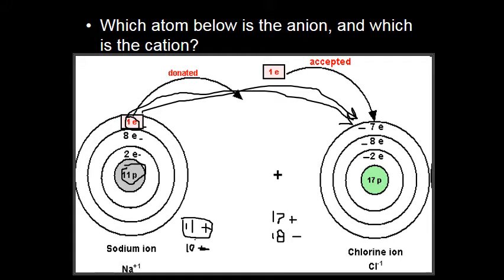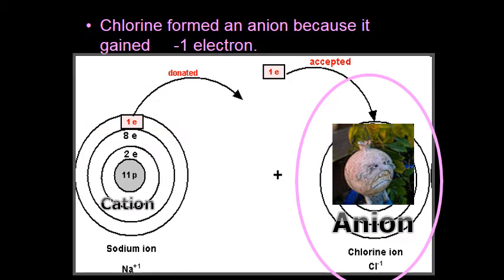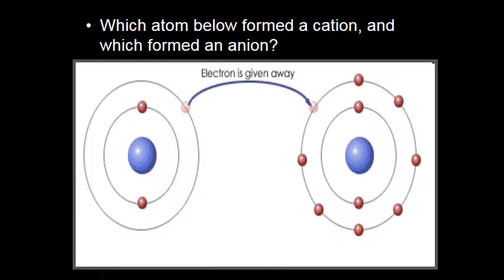And so clearly he is more negative. So is this guy over here, is he a happy cation or a grumpy anion? Well, he is the positive cation, right? And this guy is the negative anion. There we go, cation and anion.